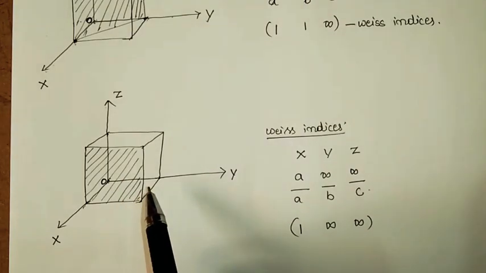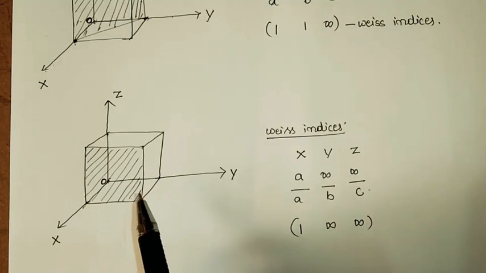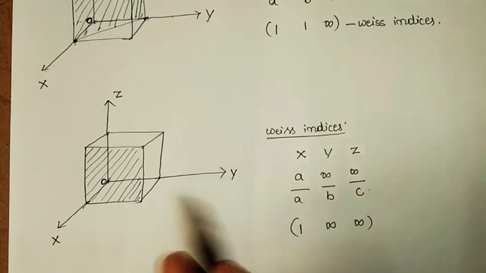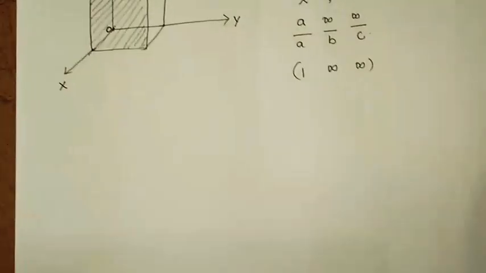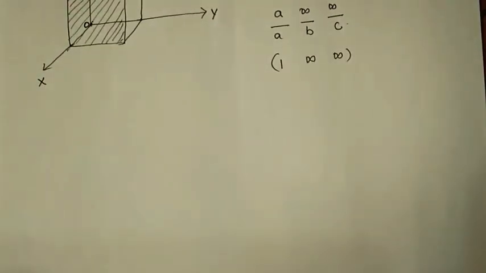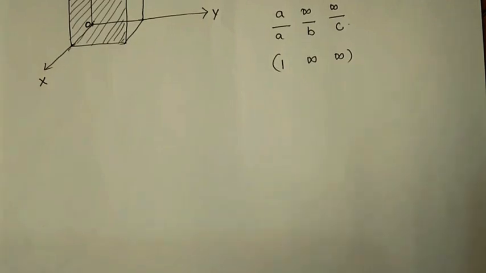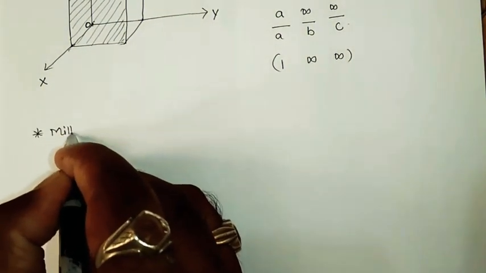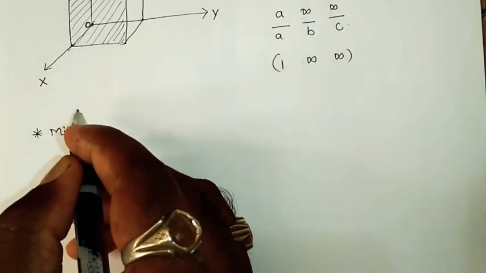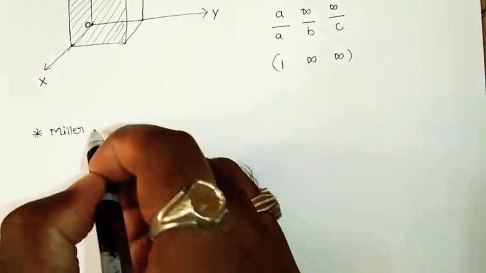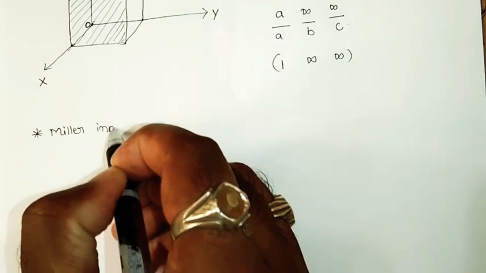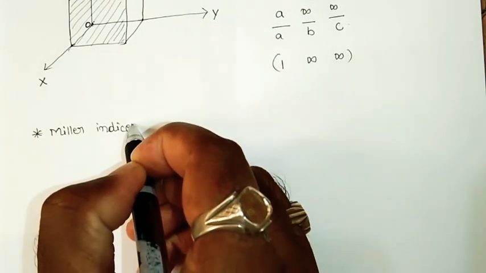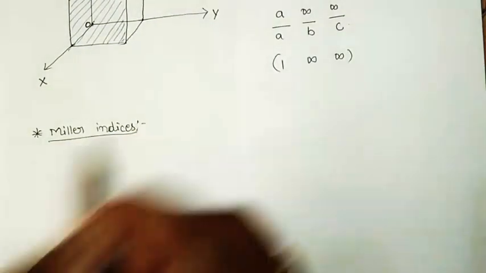In this way, for any plane we can easily determine the value of the Weiss indices. This is one way. Now we will go on to the next and most important thing. Compared to the Weiss indices, Miller indices are more prominent in describing the exact orientation of the plane. Now we shall see how to obtain the Miller indices.